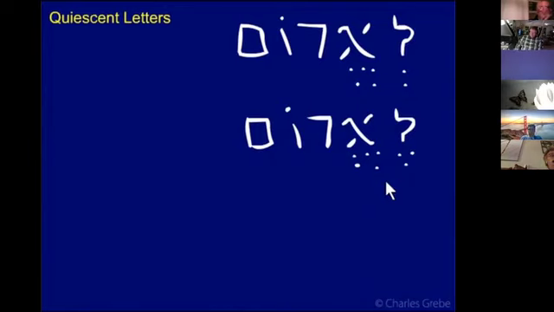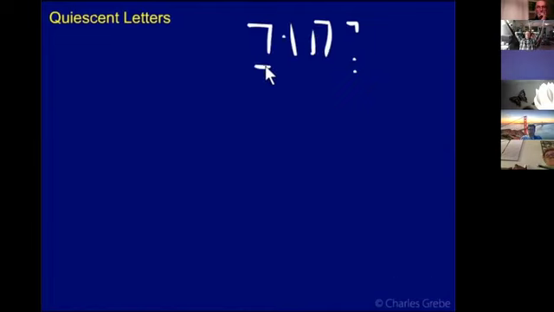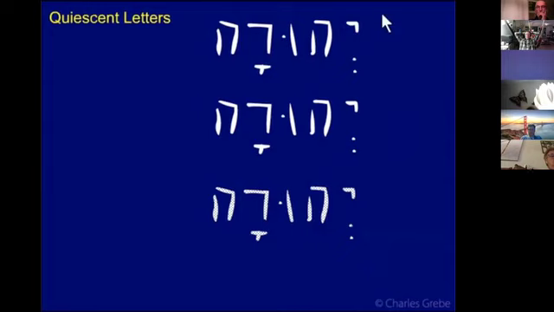Now let's take a look at one of the other letters. Similar behavior with the Yud. And we'll look at the word Yehuda. Yehuda. Judah. And let me copy this one as well. I think we only need this 3 times. 2, 3. And let us add our inseparable preposition as before.